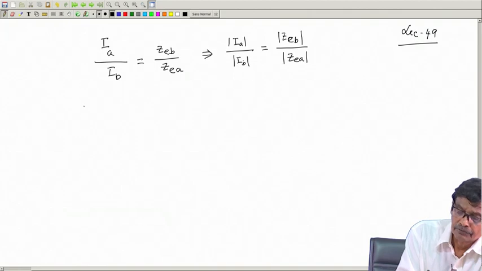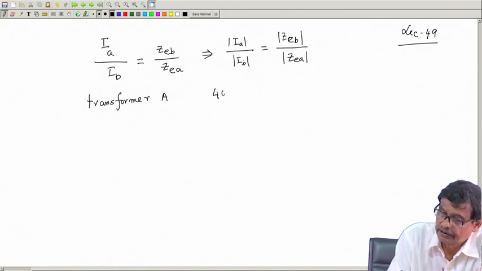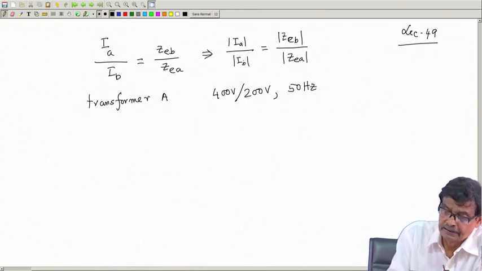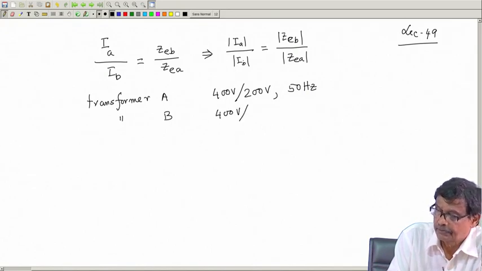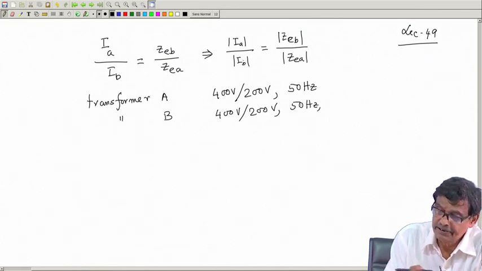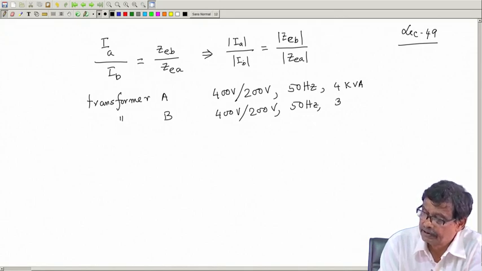Now, suppose you have two transformers, suppose transformer A is of rating 400 volt by 200 volt, 50 hertz, and transformer B has the same voltage rating, it must have 200 volt, 50 hertz, that is fine. The kVA rating of transformer A is suppose 4 kVA and this transformer rating is suppose 2 kVA.